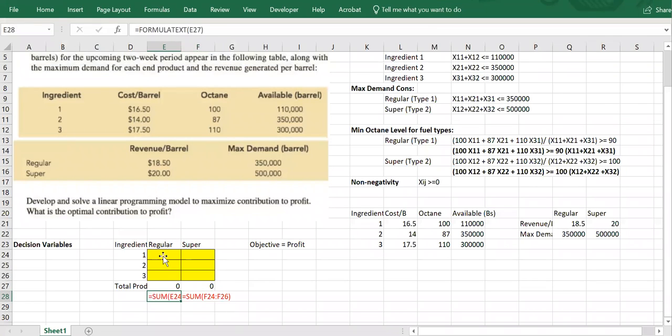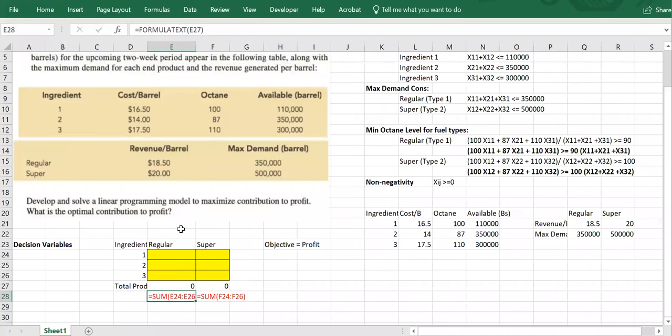So total production of regular is the sum of the 3. Total production of super fuel is going to be the sum of the 3. And also, let me just move this one to here. And that was the total production.